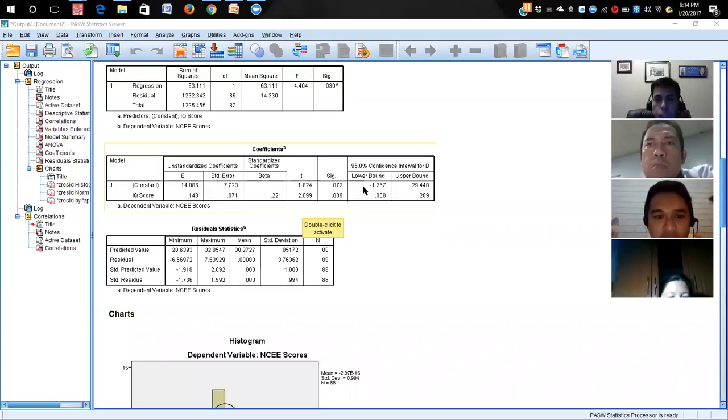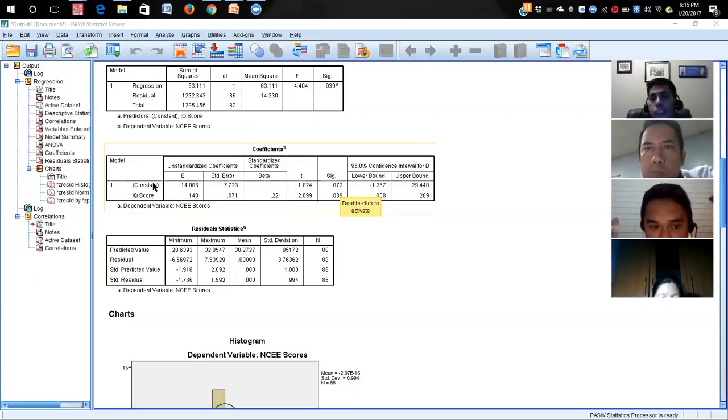Okay, I have a question, Doc. You mentioned that the IQ score is statistically significant because of the 0.39. Correct. And how about the 0.72, Doc? What's the significance? Well, that has nothing to do with it. We are not interested in the significance of the constant, because the assumption of the constant is that the IQ is 0. We're not interested in that.